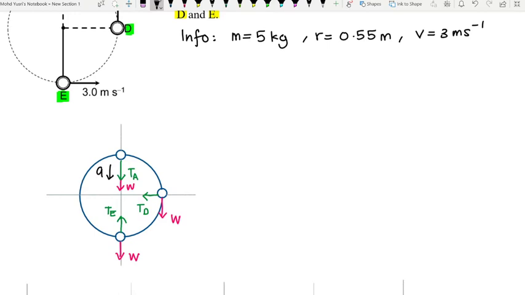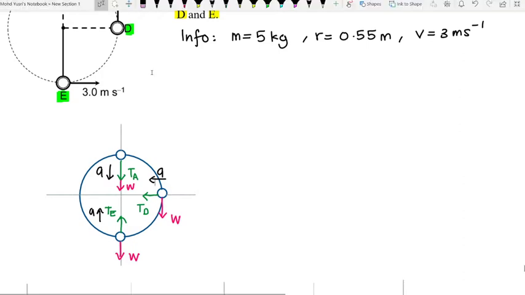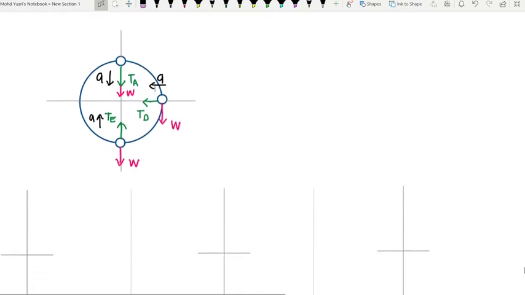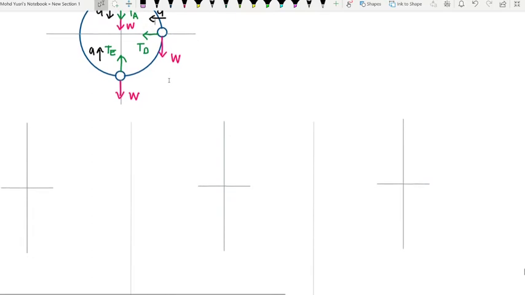Dekat sini, sentiasa menuju ke tengah. So, macam mana kita nak cari tension pada point A, pada point D dan point E? Kita akan apply equation circular motion. So, setelah saya listkan info, mari kita listkan pula free body diagram. Okey, mari kita draw free body diagram.